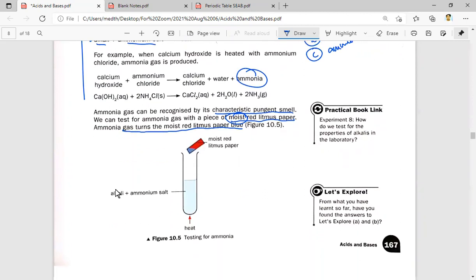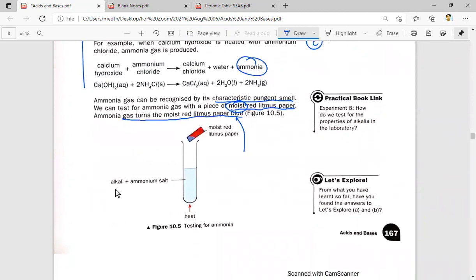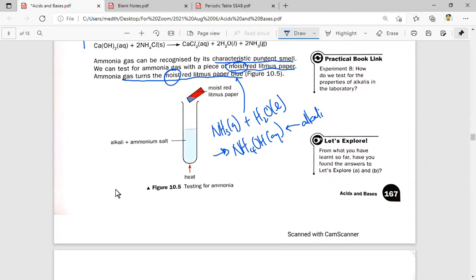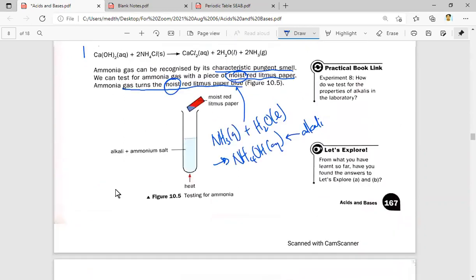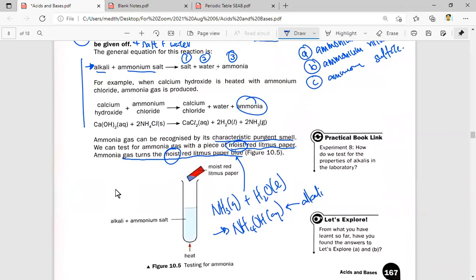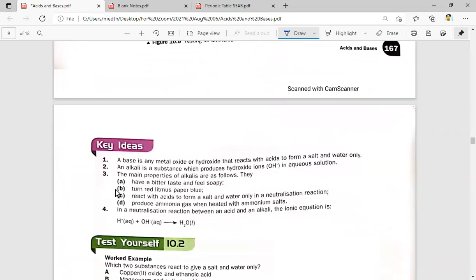What's actually happening here? It's actually quite interesting because the ammonia gas actually dissolves in the moisture, which is actually water, and it's going to give you NH4OH aqueous. And this guy here is actually your alkali. And that's why your red litmus paper will turn blue. So this is the reaction for ammonia gas. No, sorry, this is the reaction for alkali. And this is the part where we're going to test for the ammonia gas. So what have we gone through here?